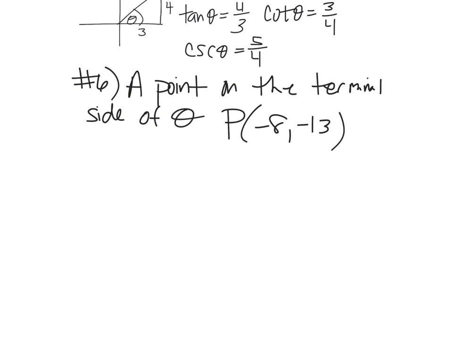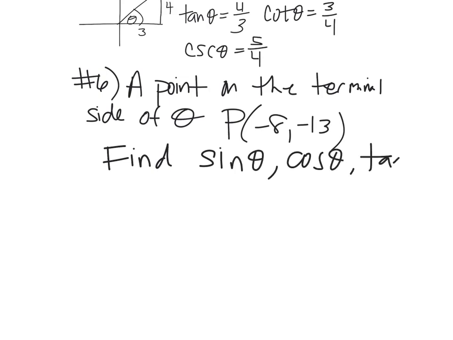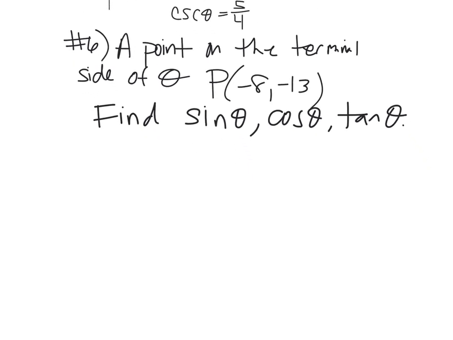That's really funny. All right, here we go. A point on the terminal side of theta. We are going to find the sine of theta, cosine of theta, and tangent of theta. All right, so this sounds super fancy. It's actually not too bad. So write that down. I'll let you catch up. A point on the terminal side of theta is -8, -13. Then we're going to find our 3 trig functions.